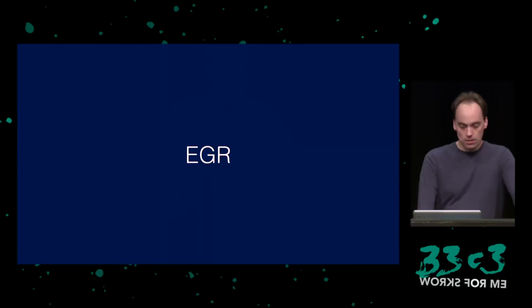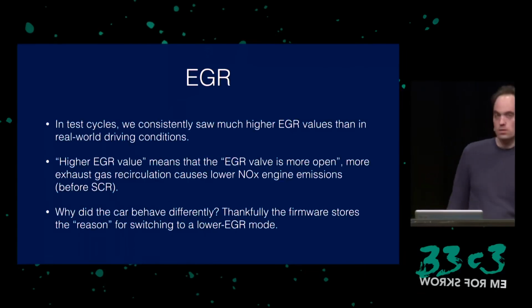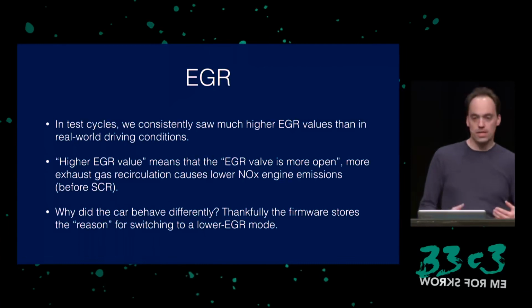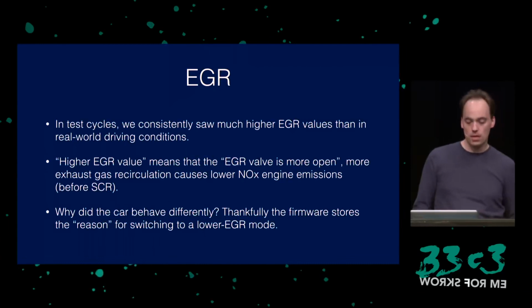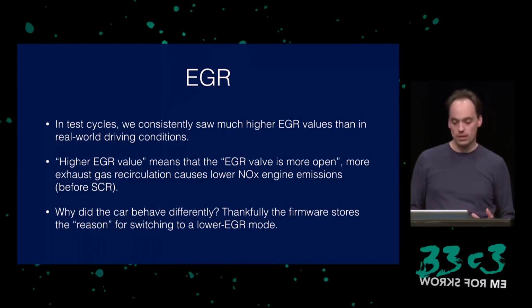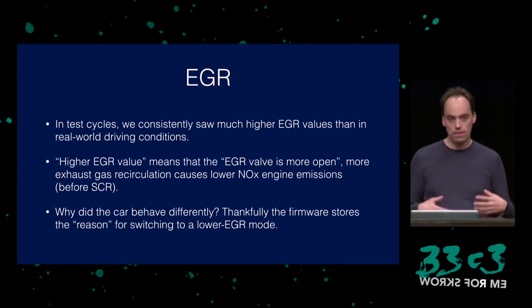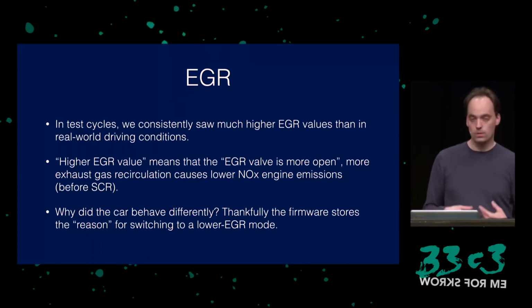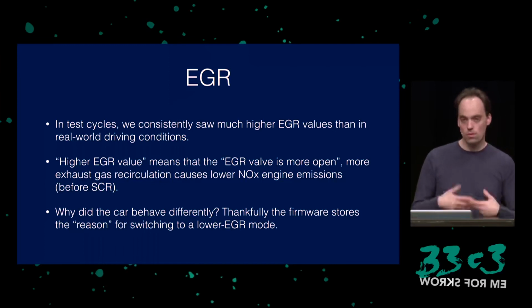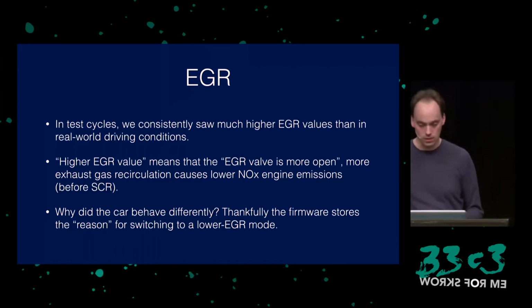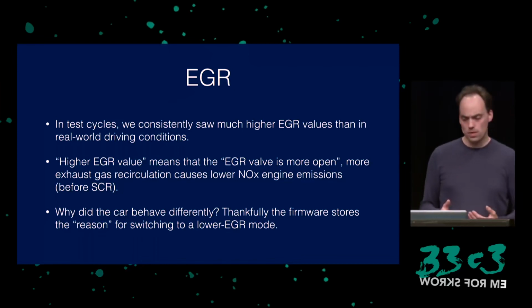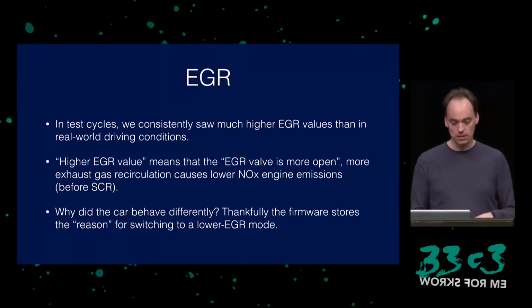So far, we looked at SCR. Let's look at EGR. What we saw was when we drove the car during the test cycle, so we put it in the lab and drove the test cycle, we consistently saw much higher EGR values compared to driving on a street, compared to all kinds of scenarios that we drove on a street. Higher EGR value here means that the EGR valve that I showed you earlier is more open, more exhaust gas recirculates to the engine. It causes lower NOx emissions before the SCR catalyst. And we really were curious why the car behaved so differently when running on a street than running in a test cycle. And we already took into account temperature, so the temperature was not the issue anymore.